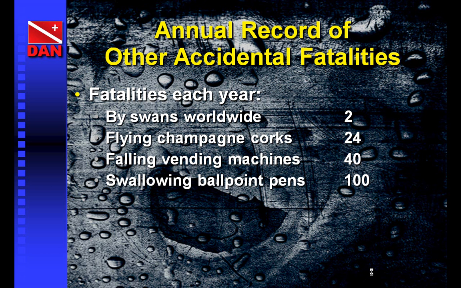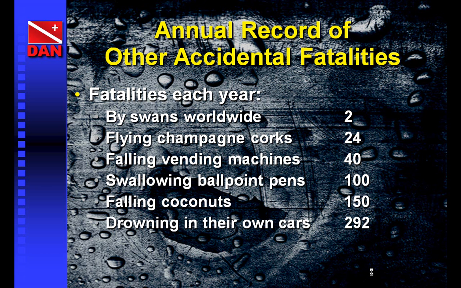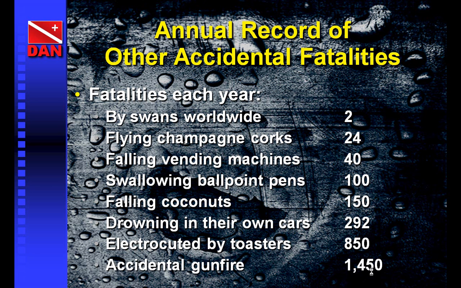I mean, those things do happen. And about 150 people are killed by falling coconuts every year. 292 people drown in their own cars. And probably one of the most dangerous things in the entire world are toasters. About 850 people are killed by toasters every year. In fact, we were in a Hampton Inn recently, and for some strange reason, they had these miniature bagels. People dropped them into the toaster. There's no way those bagels are going to come back out of there. And so this woman had a fork trying to get that bagel out of that toaster, and she probably is one of those 850. And about 1,500 people each year are killed by accidental gunfire.